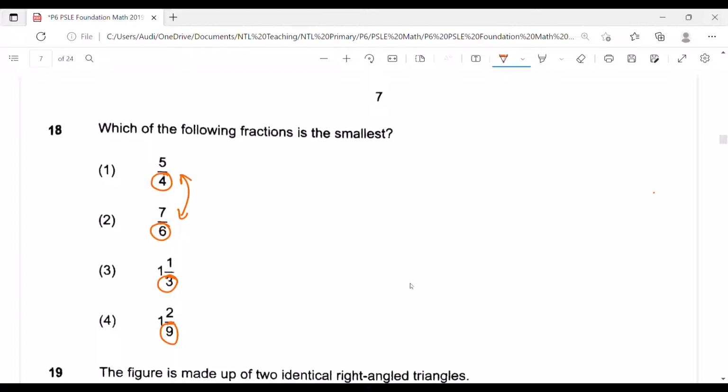To make it the same, we multiply by 3. So we get 15 over 12. And this one we get times 2 times 2. We get 14 over 12. Now remember, we are looking for the smallest, right? So between number 1 and number 2, number 2 is smaller. So we cross out number 1. Okay, then we erase this so we don't get confused.